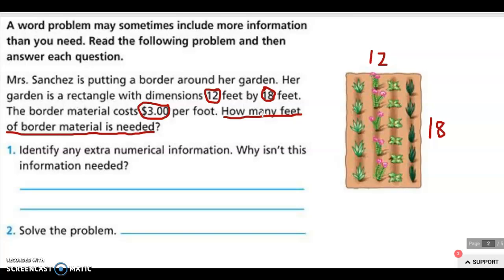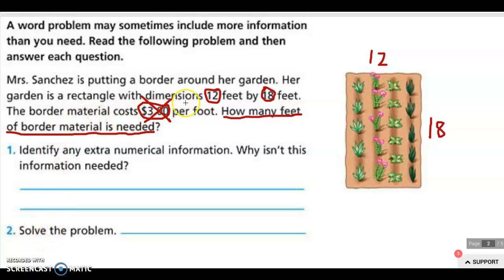I'm looking at my numbers here and I see 12 feet by 18 feet, but I do not see a need for us to know what it costs. It's not asking for how much it's going to cost, so we will not need to know $3 per foot for this particular question. So that would be the extra numerical information that they're talking about here. It's asking us to then solve the problem.